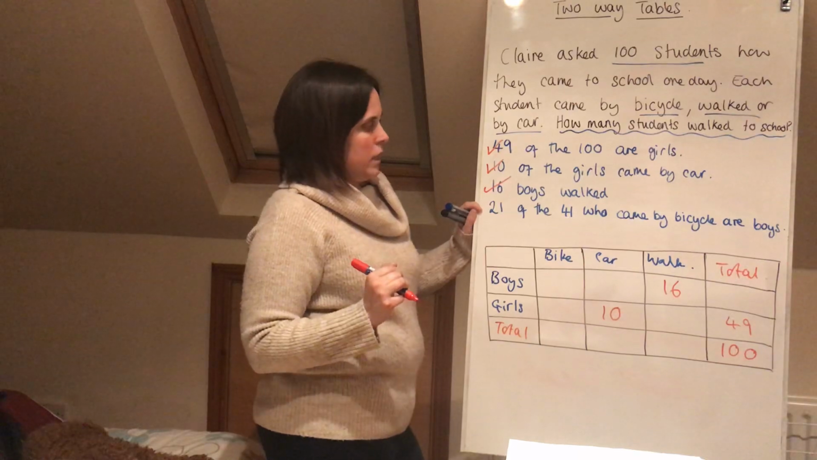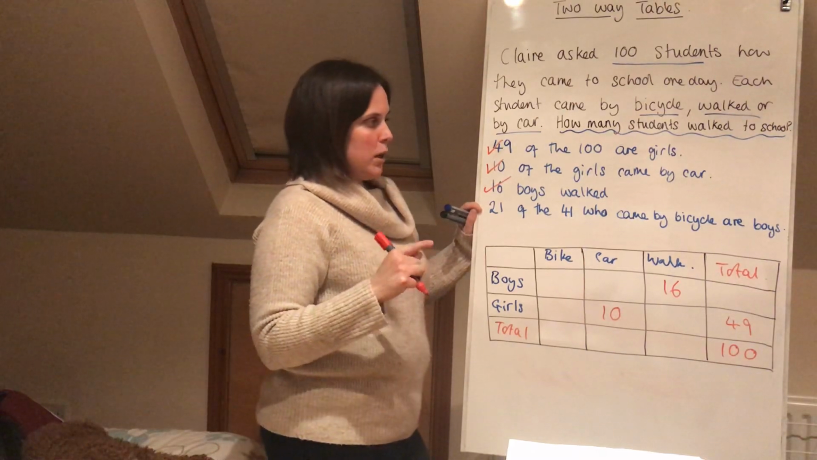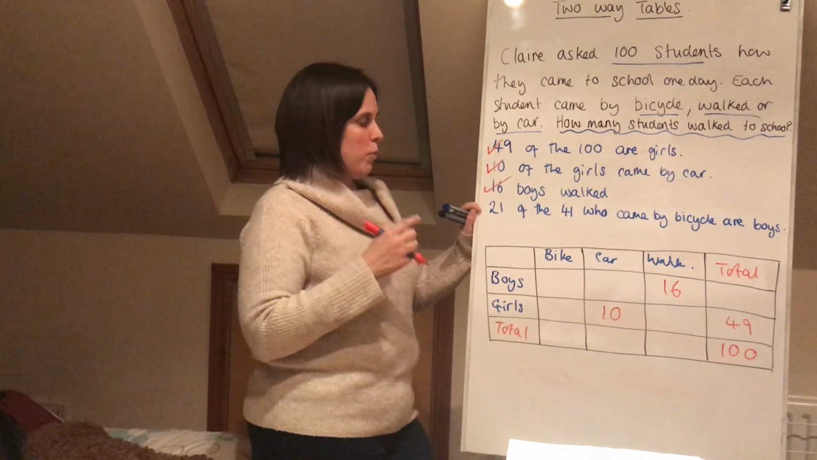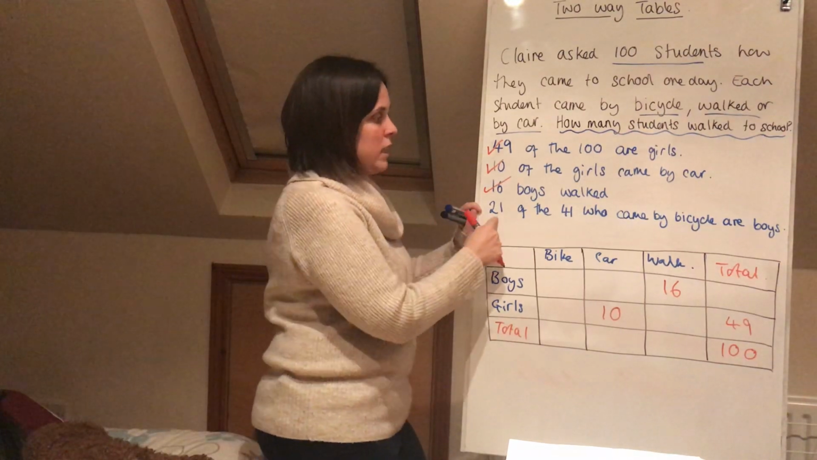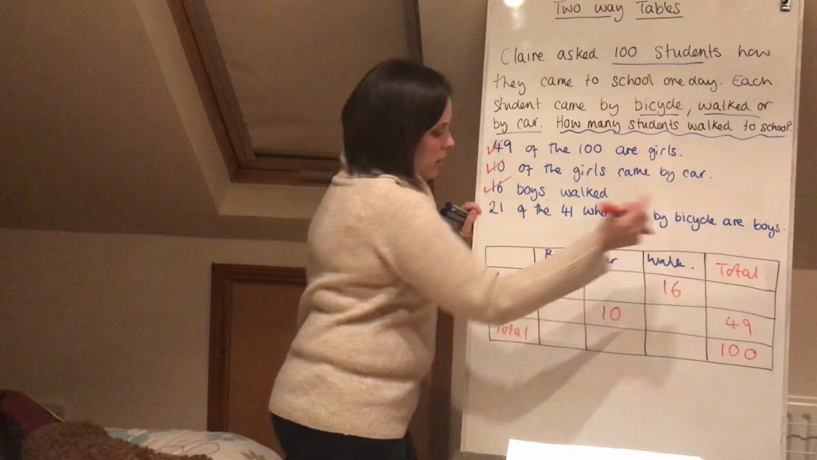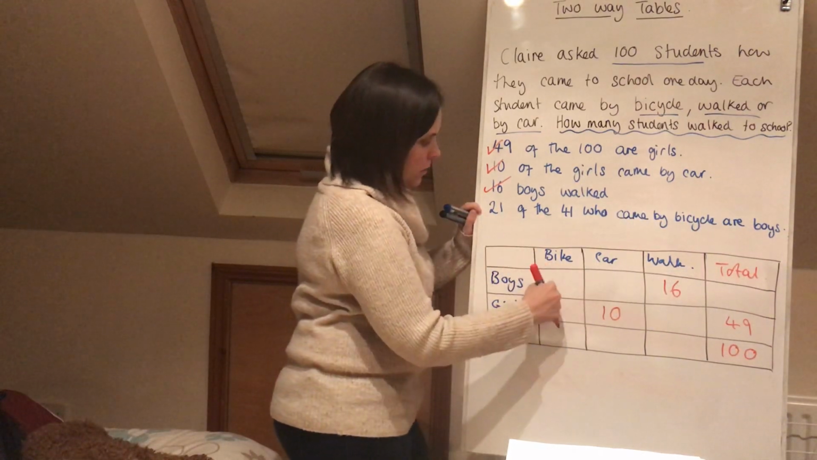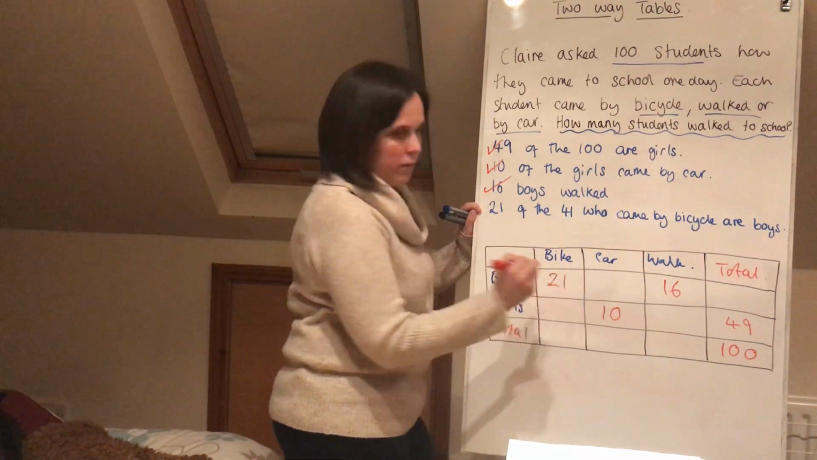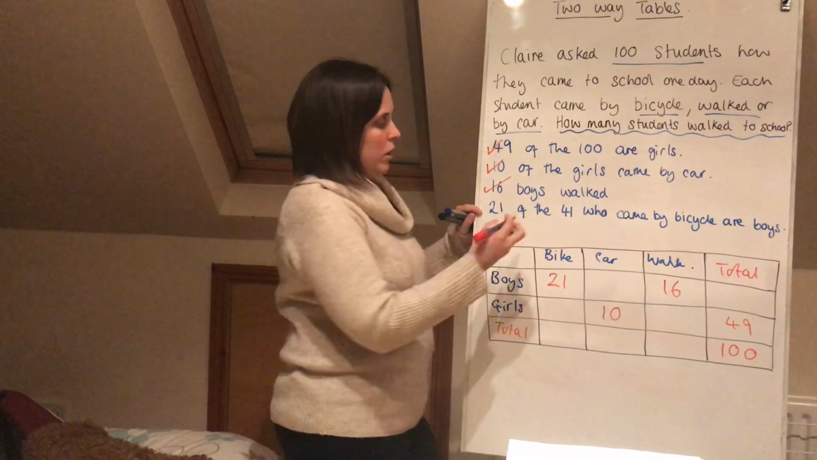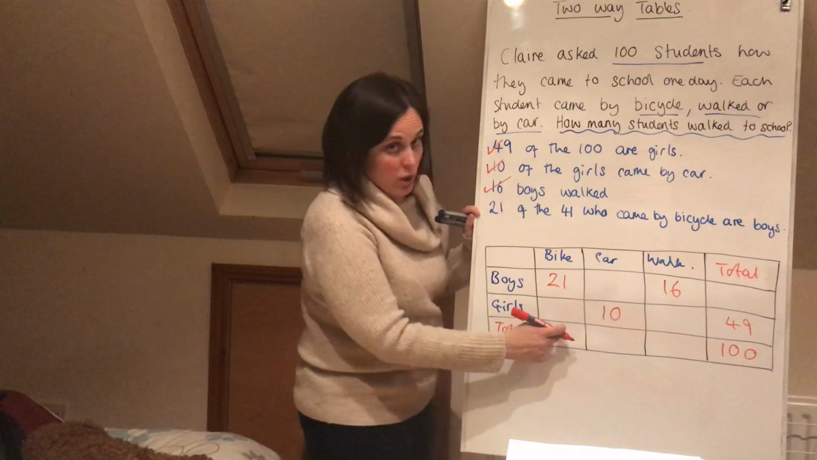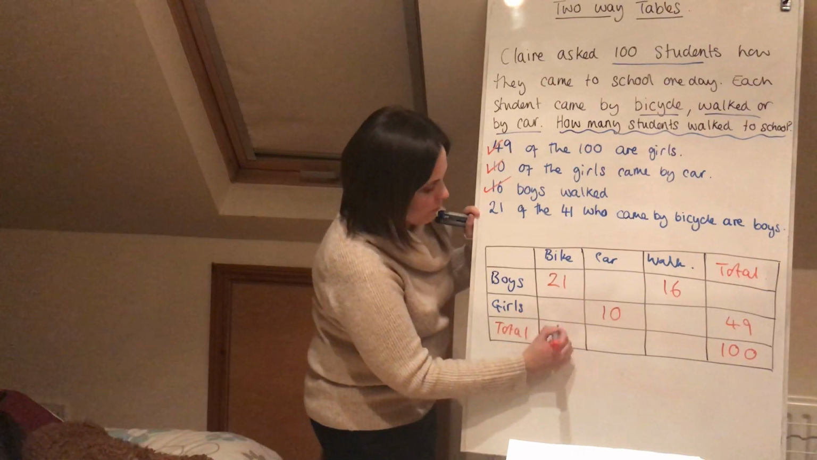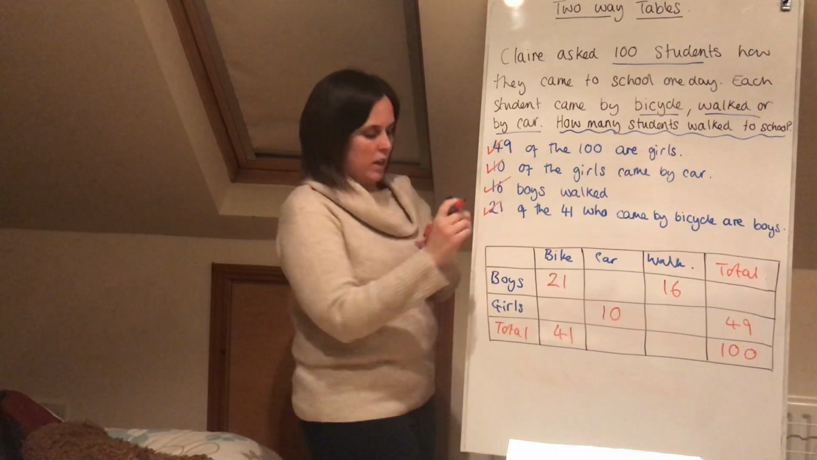And lastly, 21 of the 41 who came by bicycle are boys. So what we've got here is two pieces of information. First of all, 21 boys came by bike, so the boys on the bike is 21 here, okay? But also we know that 41 students came by bike altogether, so the total goes in there, okay?